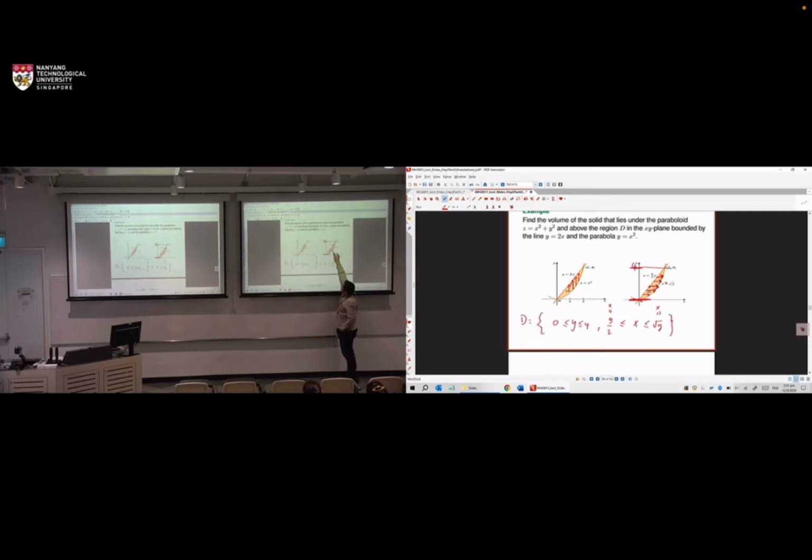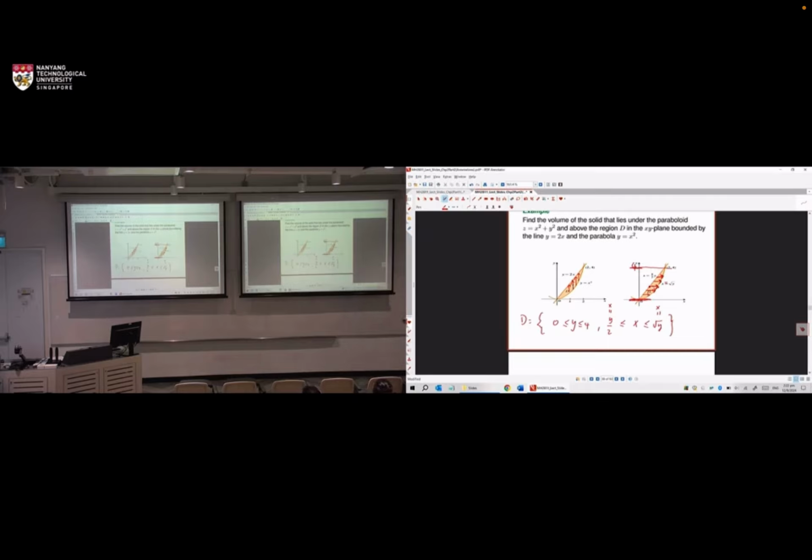What is the right curve? The right hand side curve is x equal to square root y. Okay? X equal to square root y. And your y value is bounded between 0 to 4. That's it. You have everything you need for the y type.